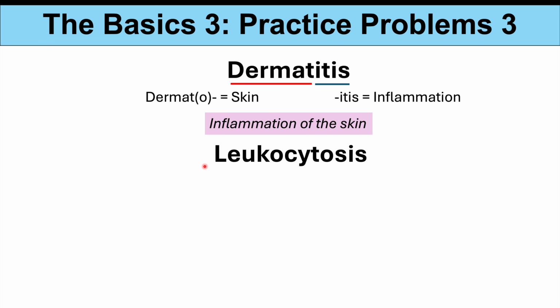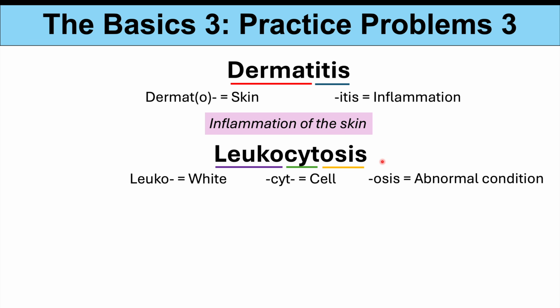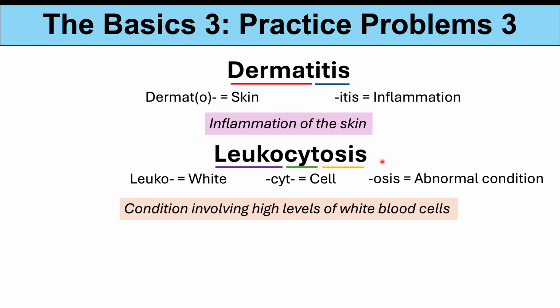Another medical term that is going to be very common is leukocytosis. So leuko refers to the color white. Cyte refers to cell, and the suffix osis is an abnormal condition. So again, we put this all together. Leukocytosis is a condition involving high levels of white blood cells. So you might not get it exactly from this medical term, but in fact, leukocytosis means that. It means a condition involving high levels, specifically high levels of white blood cells, or leukocytes.